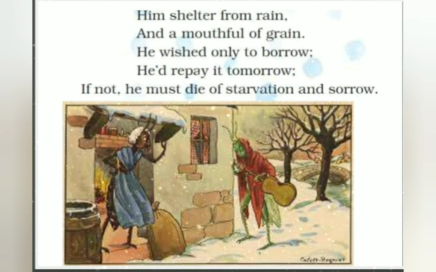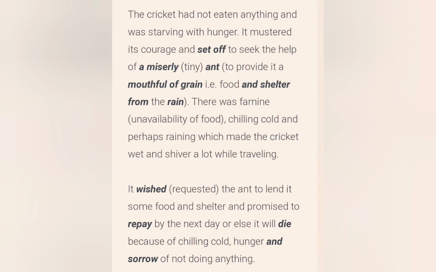Dear students, as you recite these lines, you may understand what is the condition of the cricket. He has not saved anything for future. Now see, he is dying of food and he is requesting ant to help him. These lines tell us that the cricket had not eaten anything and was starving with hunger. It mustered its courage and set off to seek the help of a miserly ant. Here, mustered its courage means the cricket gathered the courage to speak to the ant. And here, set off means what? He started his journey, means he started moving towards the ant who is miserly.